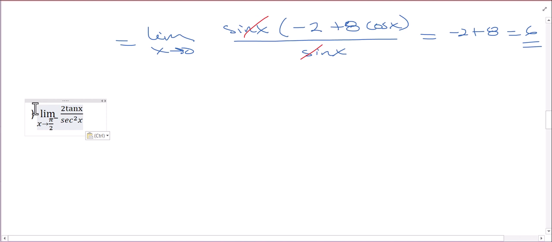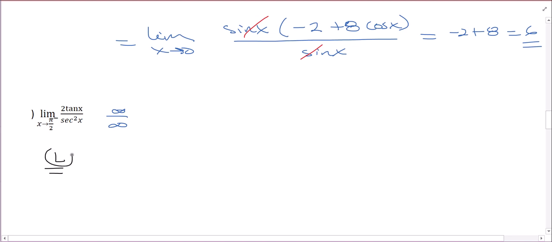So plug in pi over 2. Oh, we already saw that this is infinity over infinity. So this qualifies for L'Hopital's rule. Or can we do any algebra? Let's do L'Hopital's rule and see.